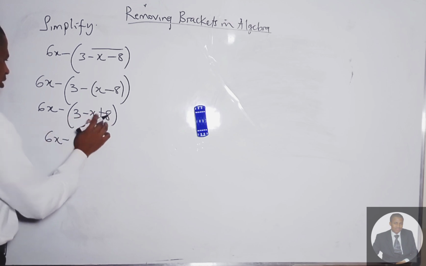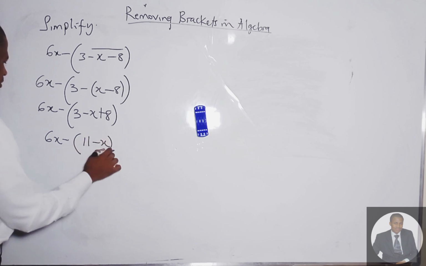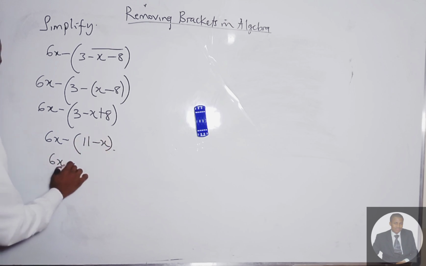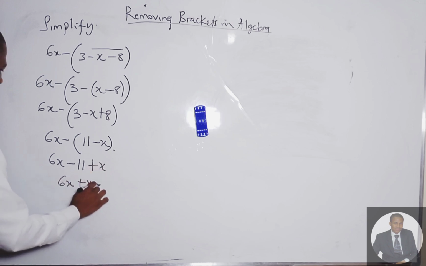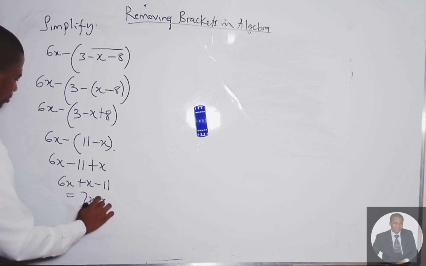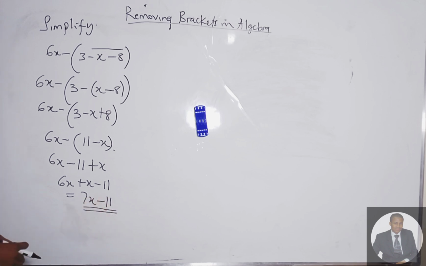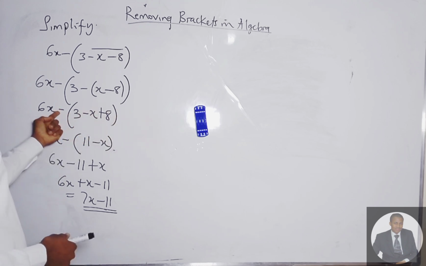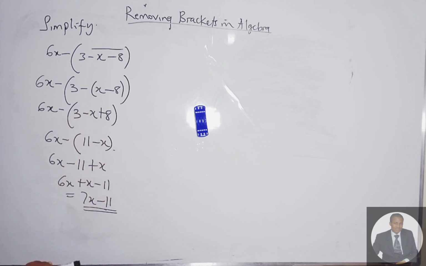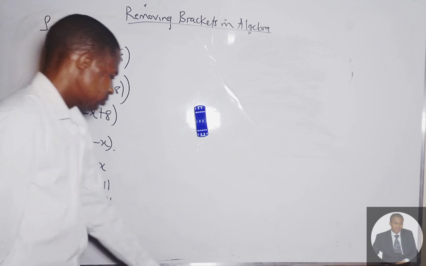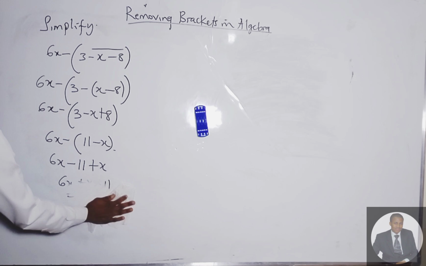3 plus 8, 11 minus x. Then we open the bracket, minus 11 plus x. So this will be 6x plus x minus 11. That's 7x minus 11. We can either leave the answer this way, or we come this other side, open this bracket with minus 3 minus x minus 8, and we'll solve. But it's easier to simplify what is within the bracket first, and then go to what is outside the bracket.